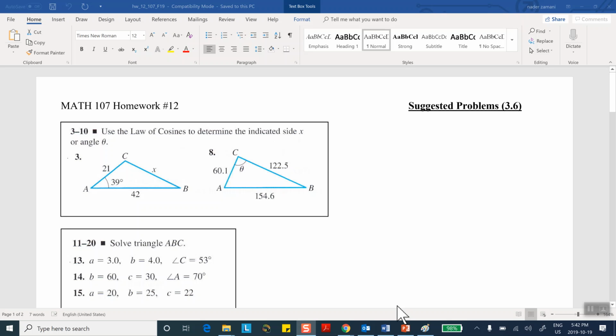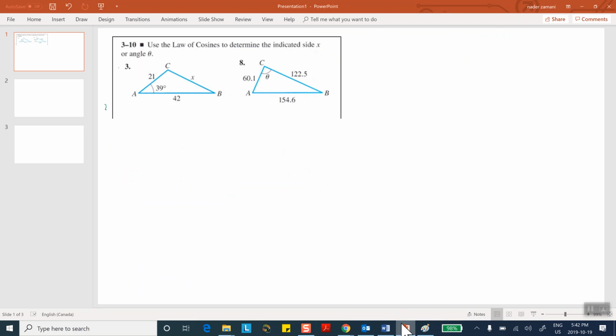Okay, so let's concentrate on 3 and 8 first. This particular section deals with the law of cosines. So let me start with number 3.